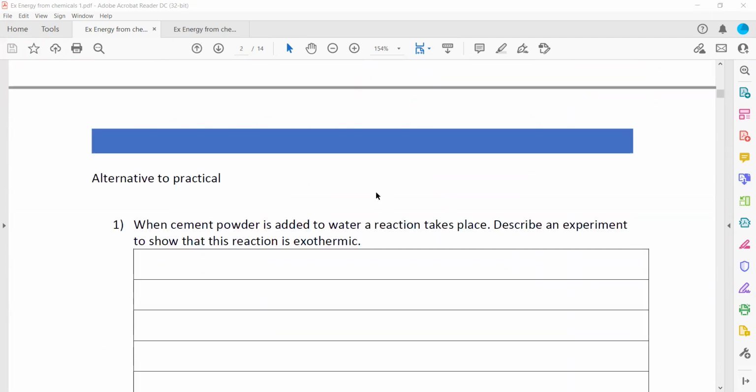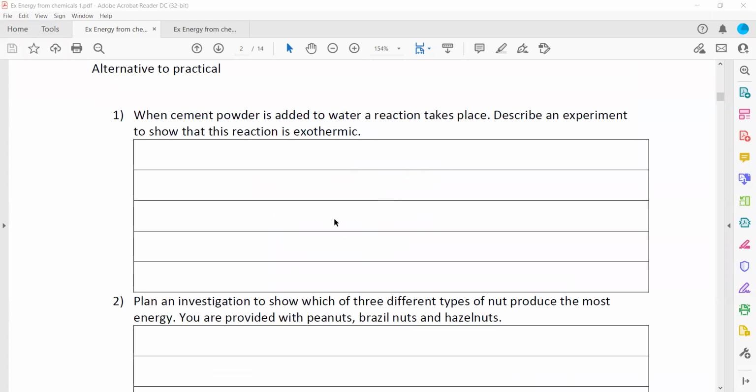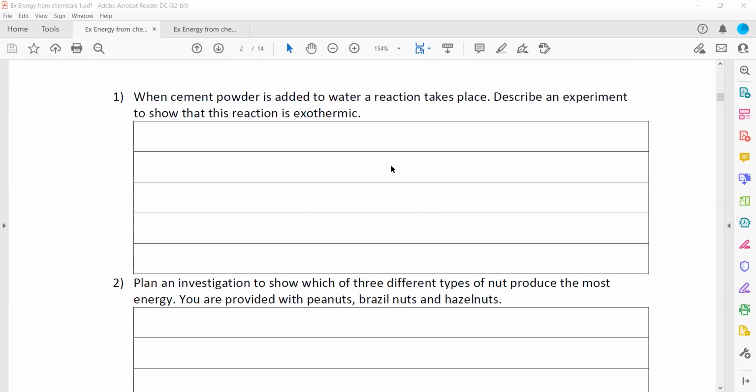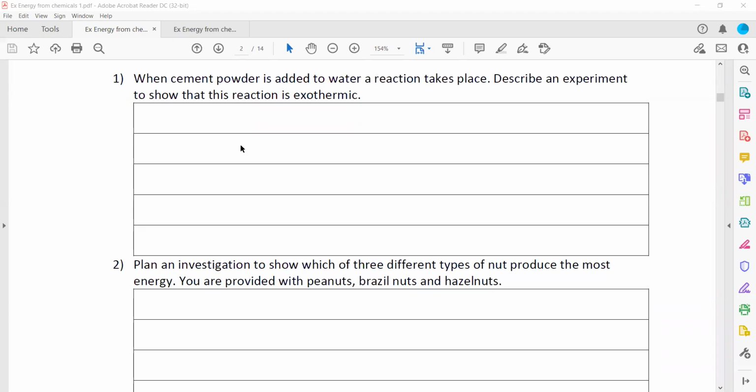So the first exercise is related to planning of the experiment, an alternative to practical. You will find in paper 6 that they ask you to plan an experiment. So this topic is totally related to planning of the experiment. The first part: when cement powder is added to water, a reaction takes place. Describe an experiment to show that this reaction is exothermic. So we want to make sure that the reaction is exothermic, that the reaction is releasing energy.